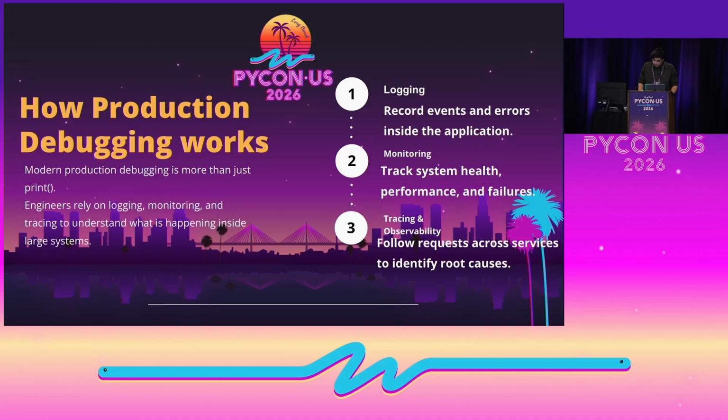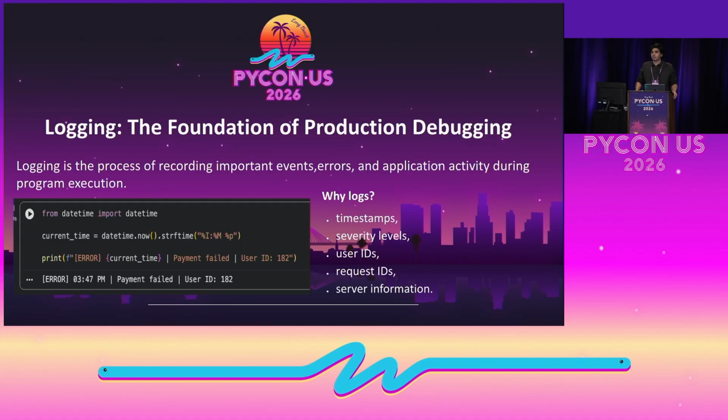So this system consists of logging, tracking, tracing, and monitoring systems. So let's start with logging. Logging is like a digital diary. It holds and records your important events, errors, application IDs, user IDs, request IDs, and all that.